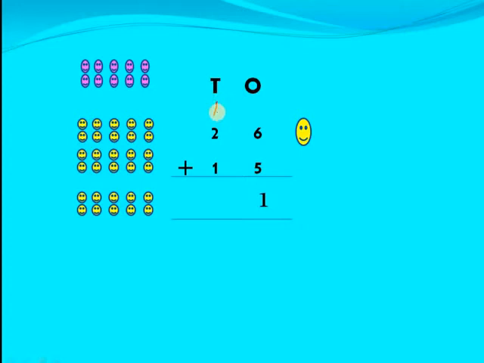Now when you start adding, you are going to add this 1 to this 2. That means 1 plus 2, that is 3. 1 plus 2 is 3. 3 plus 1 is 4. So your answer here would be in tens place 4. So your answer is 41.